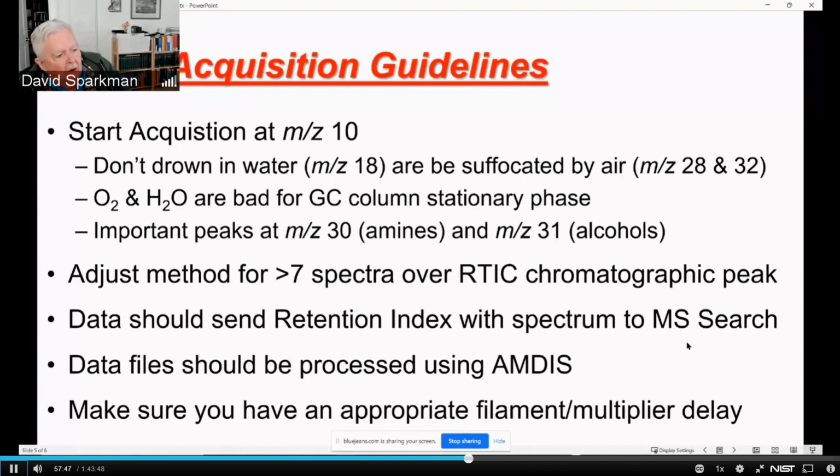Also make sure that you have programmed into your method an appropriate filament and multiplier delay to keep from shortening the life of these two important devices in your spectrometer.